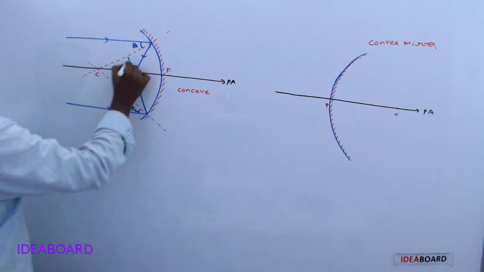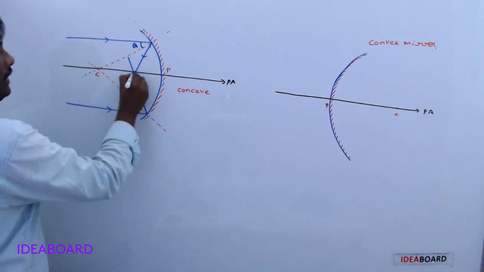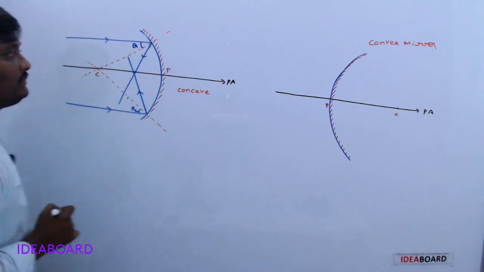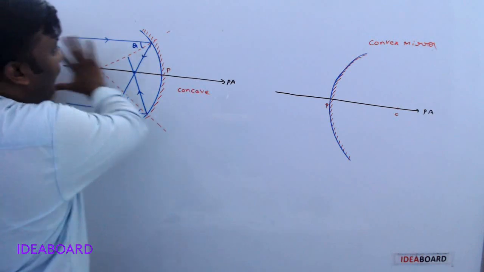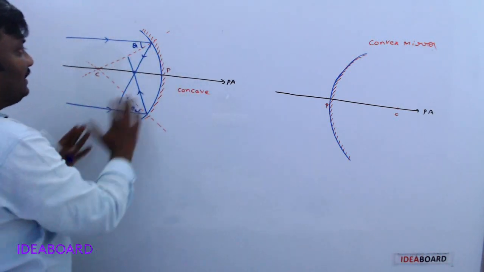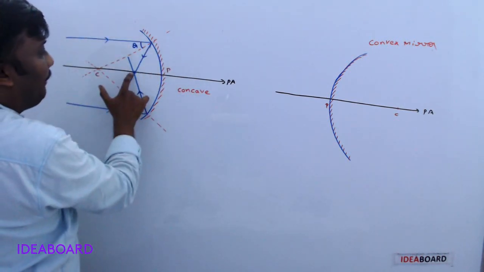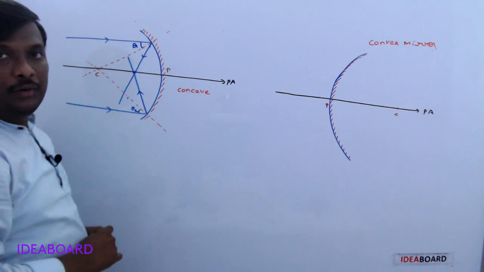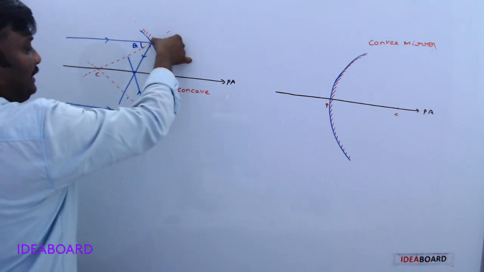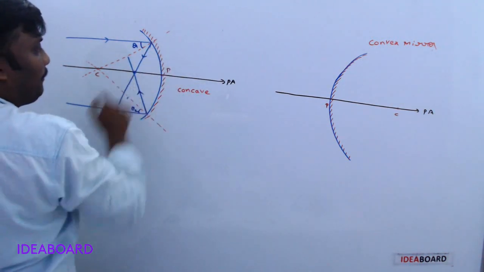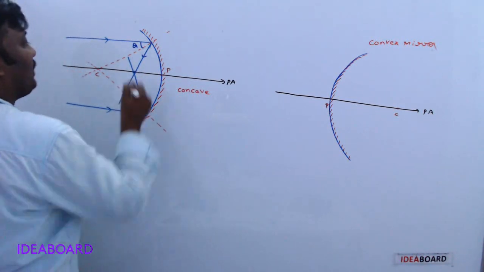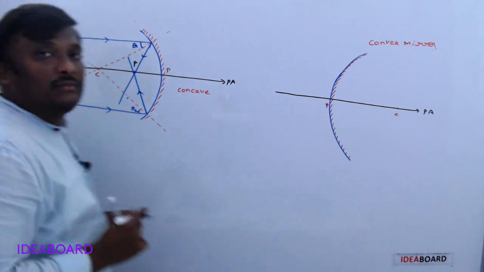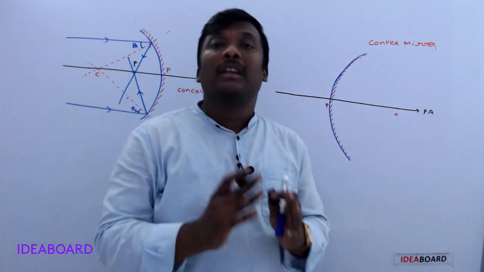Do you observe? Do those two reflected rays meet at a point or not? Not only two rays, if you take a beam of parallel light, then all the rays meet at this point. So the reflected rays meet at a point. That point is called the principal focus. What is that point? Principal focus.